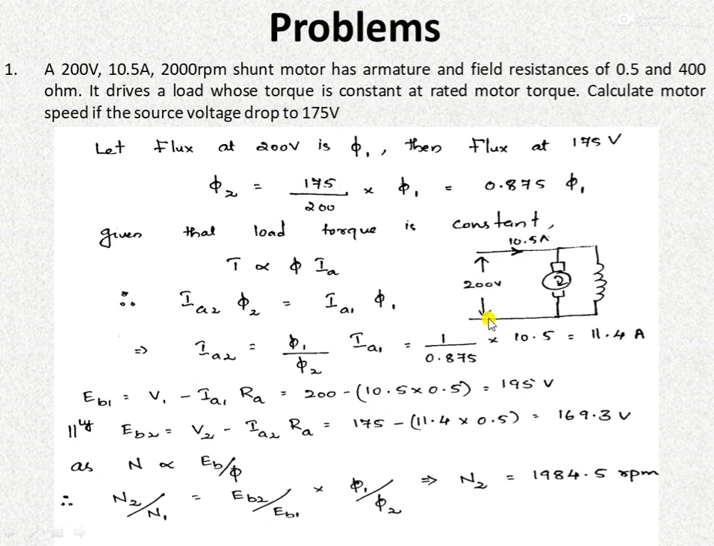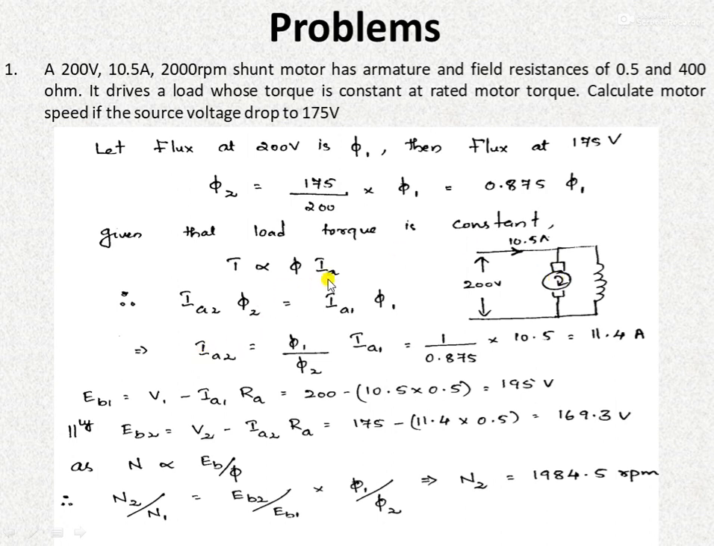Next we are going to find the armature current when we are provided with a supply voltage of 175 volt. In order to find that, a condition given here is that the motor is running at a load torque of a constant value. That is, even if you are reducing the supply voltage to 175 volt, the torque which is being supplied to the load is constant.